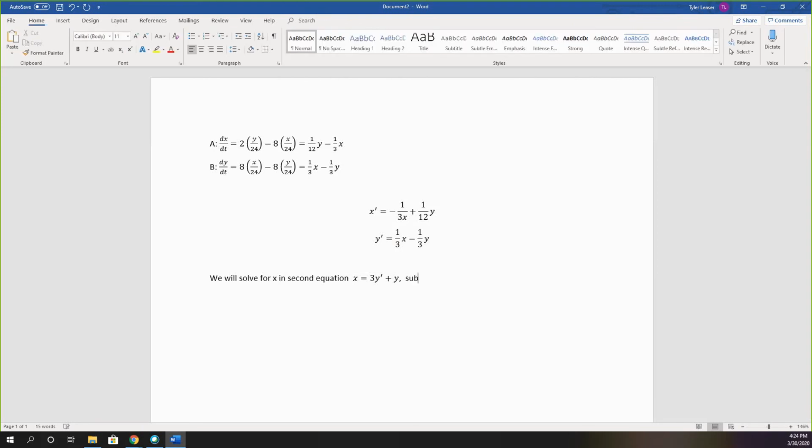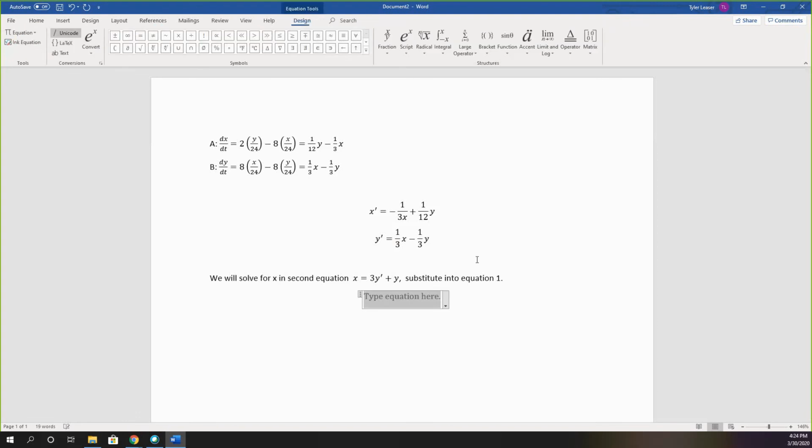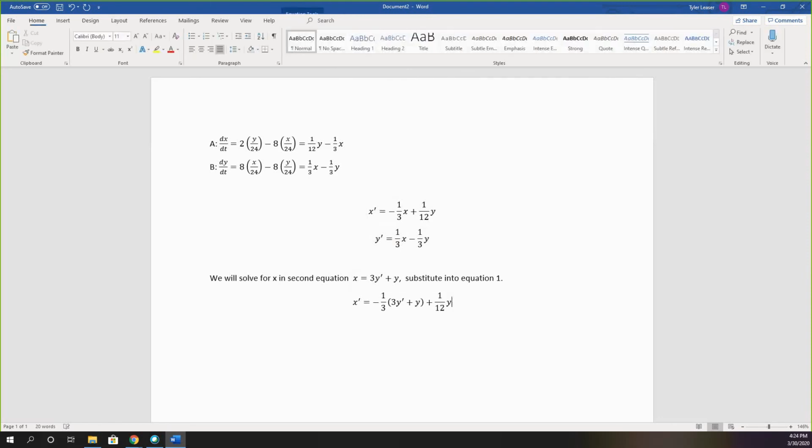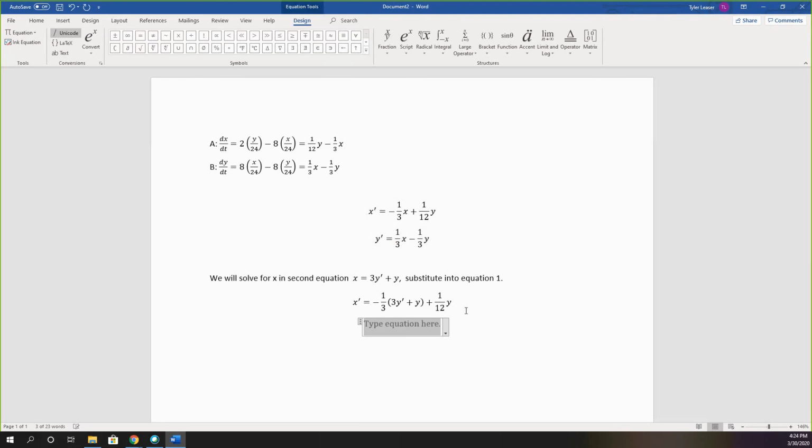All right, then remember we're going to be substituting this into equation 1. So if I substitute x equals 3y prime plus y into the, x is not supposed to be in the denominator. Didn't even see that. All right, so we're going to plug this x here and plug it in for this x up top here, and we'll get this. x prime is going to be that negative 1/3 times, now my x is 3y prime plus y, and then that's still going to be plus the 1/12 y on the end. And then cleaning this up a little bit, again, not hard to clean up. You just got to be a little bit careful with it.